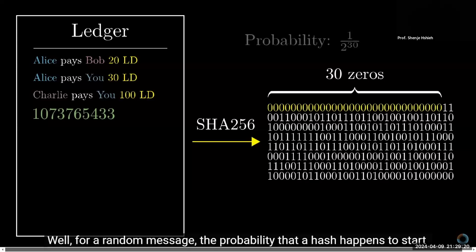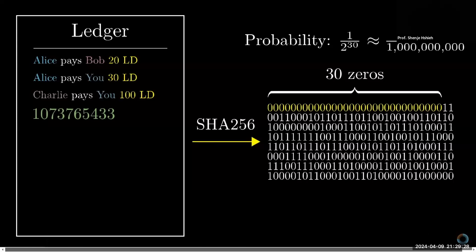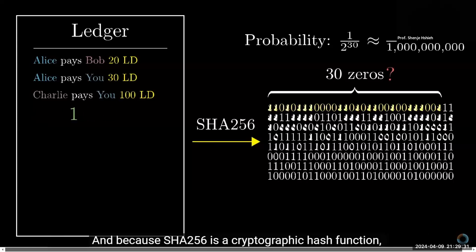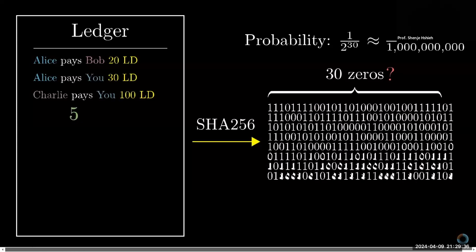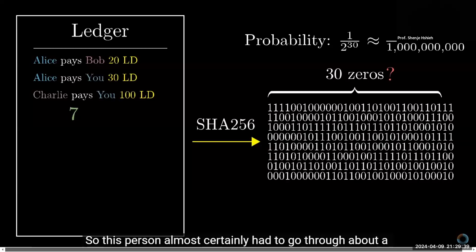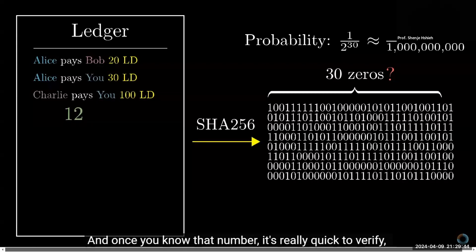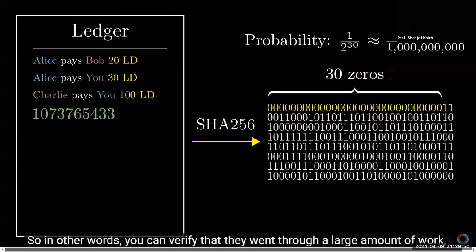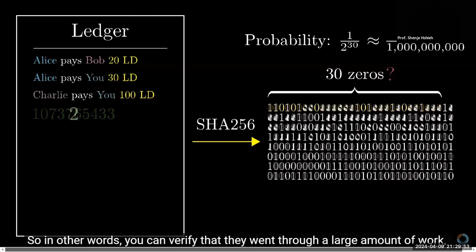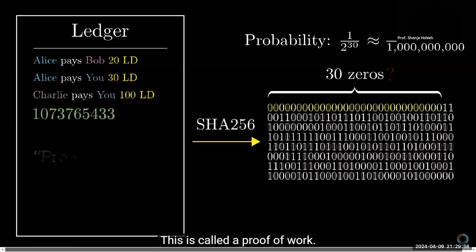Well, for a random message, the probability that a hash happens to start with 30 successive zeros is 1 in 2 to the 30, which is about 1 in a billion. And because SHA-256 is a cryptographic hash function, the only way to find a special number like that is just guessing and checking. So this person almost certainly had to go through about 1 billion different numbers before finding this special number. And once you know that number, it's really quick to verify. You just run the hash and see that there are 30 zeros. So in other words, you can verify that they went through a large amount of work, but without having to go through that same effort yourself. This is called a proof of work.